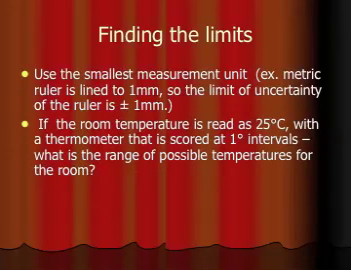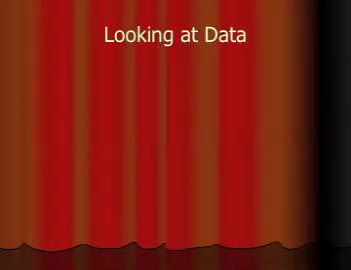If the room temperature is read as 25 degrees Celsius and you use a thermometer that is scored at 1 degree intervals, so you can see the lines and each line represents 1 degree, then what is the range of possible temperatures for the room? You have 25 degrees Celsius and then plus minus 1 degree. So what is the possible range? It could be 24 or it could be 26. Plus 1 degree, 26, minus 1 degree, 24.